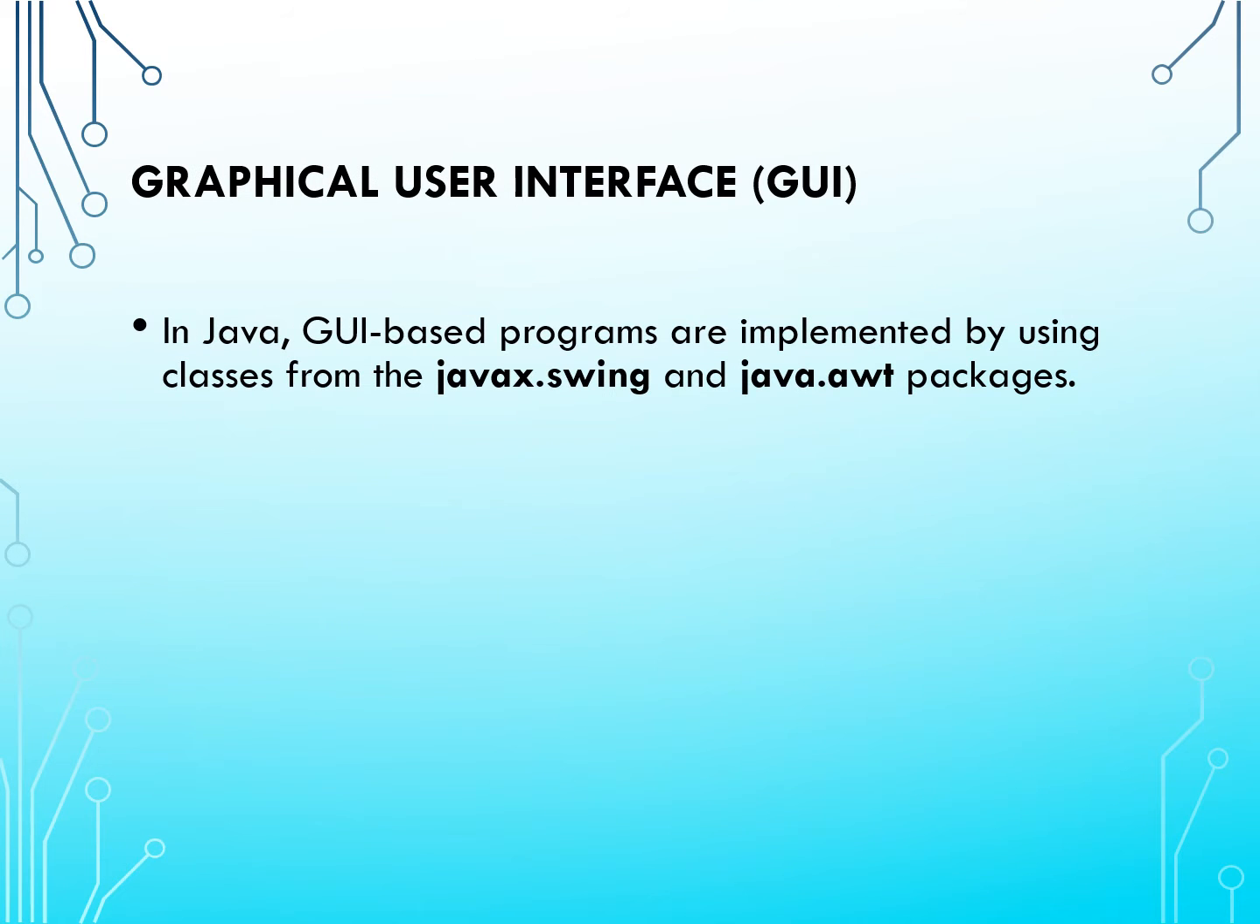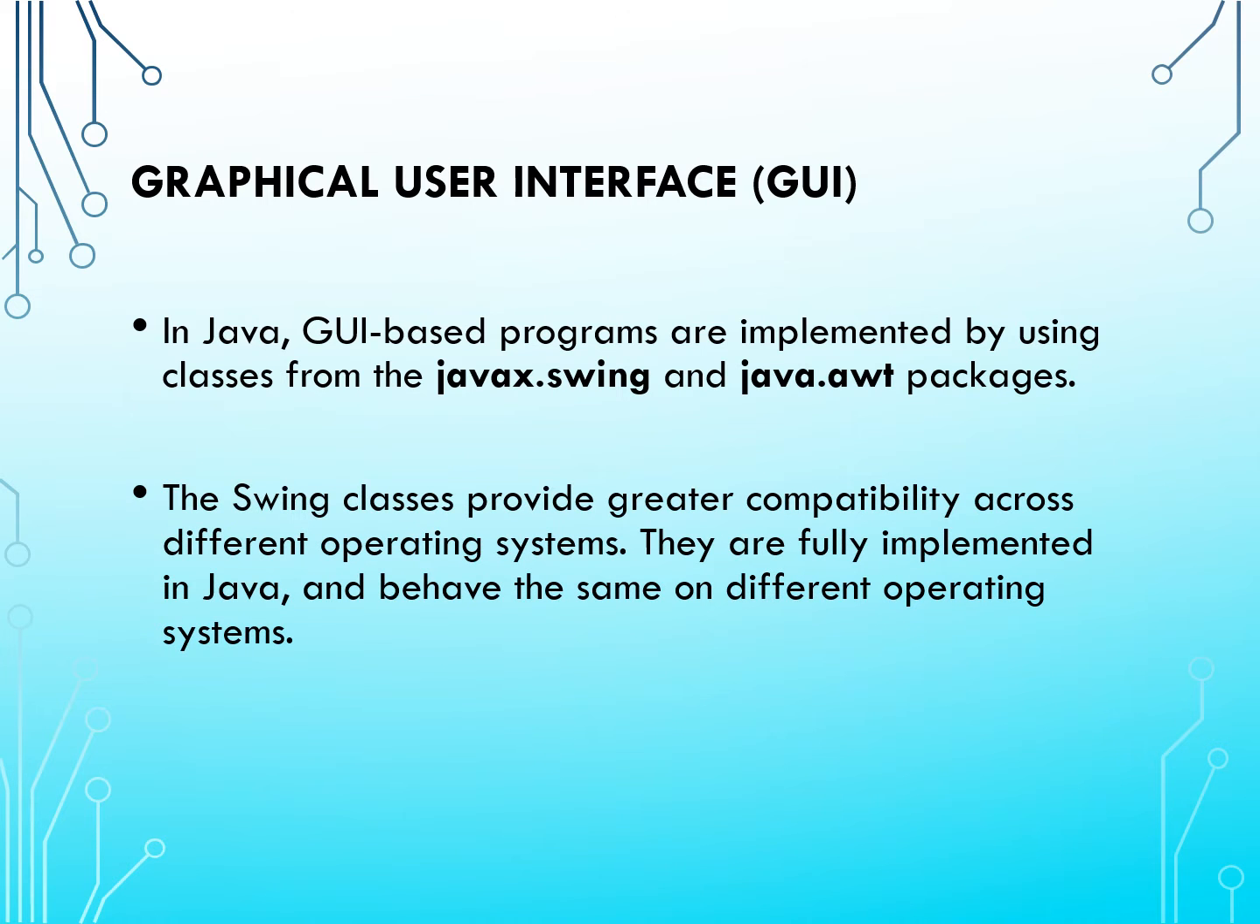So when you are creating your graphical user interface, we basically use two packages from the library, which are javax.swing and also java.awt. I think you can see these two packages in the NetBeans that you are using. It's actually on your right hand side where you simply drag and drop the components.